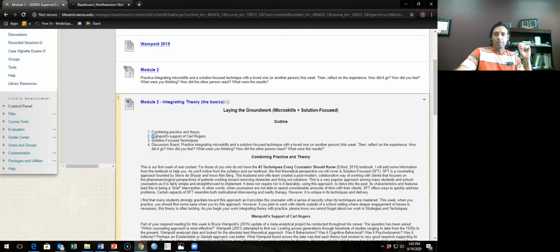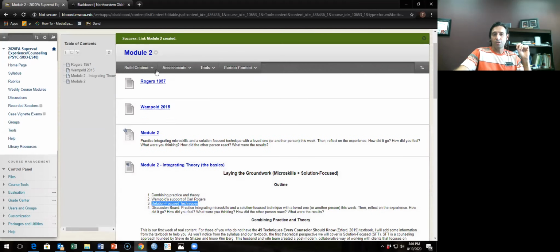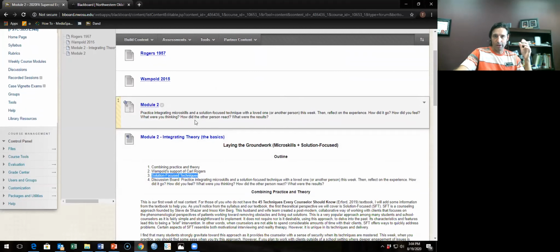We're going to talk a little bit about some research really supporting Carl Rogers and client-centered, the humanistic approach. And we're going to talk about solution-focused techniques. Just briefly, you're going to read those in your book. If you don't have your book, reach out, let me know, so I can at least get you some information somehow. And we'll talk about the discussion board. So I do have a couple of articles posted. I would require that you read the Wampold article this week because it goes hand in hand with what you are going to start to do.